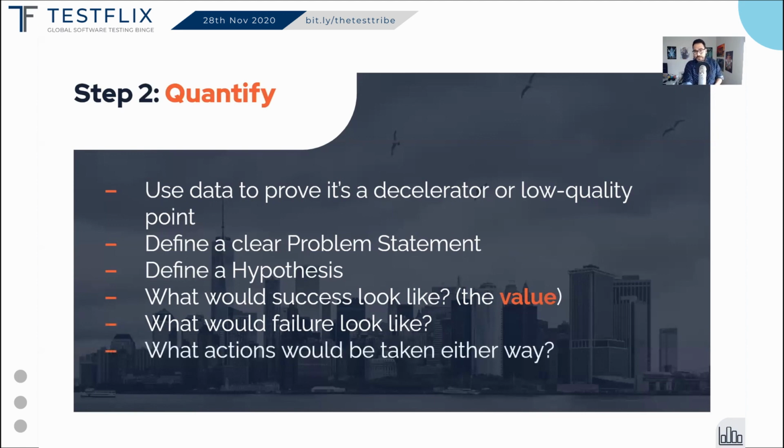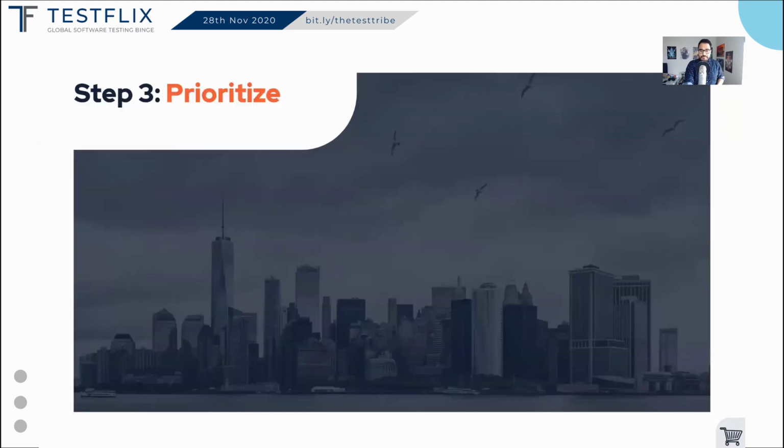What actions would you take either way? If you succeed, what happens next? Is it just done? Or is it something you want to continue monitoring or measuring? If you fail, how do you pivot? When do you pivot? When do you decide to jump ship? That's something that you need to define.